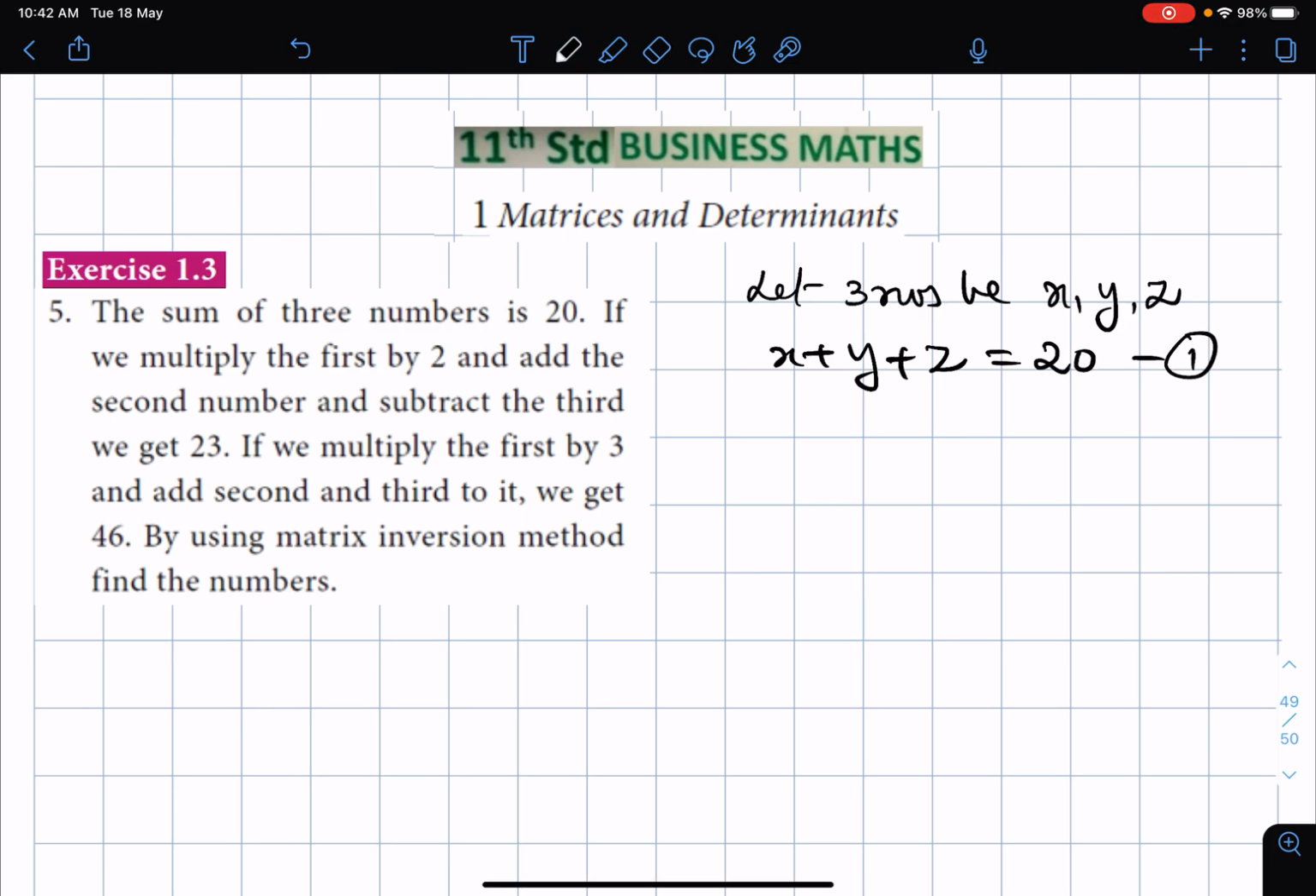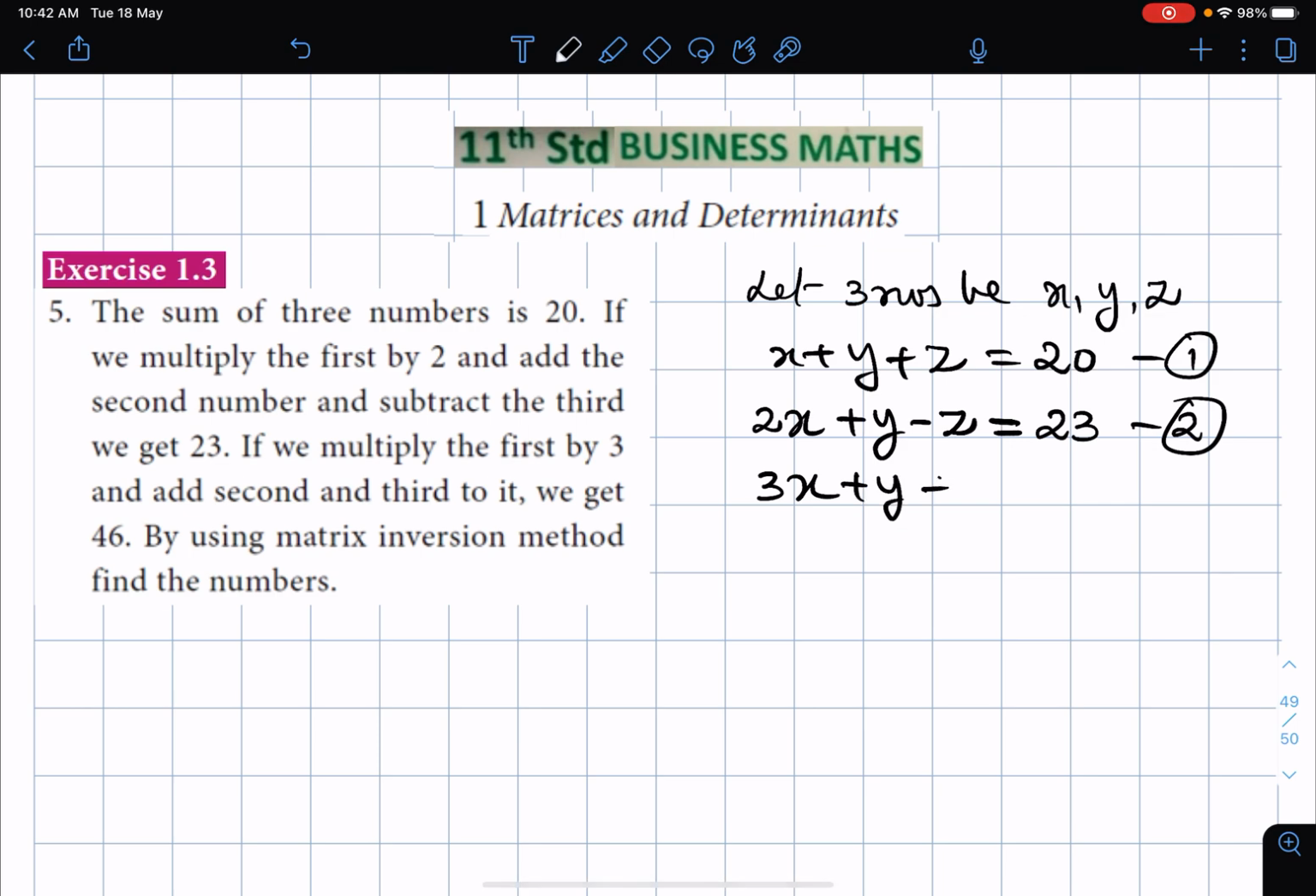If we multiply the first number by 2 and add the second number and subtract the third number, we get the answer as 23. This is going to be your second equation. And if we multiply the first by 3, so 3x, and add second and third, so adding both y and z, you get your answer as 46. This is going to be 3.